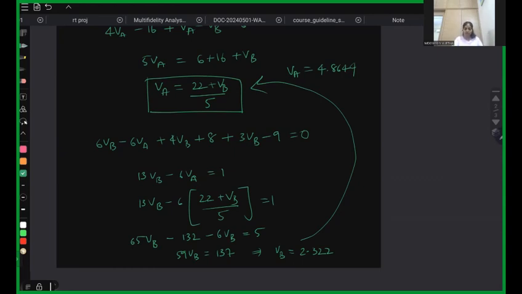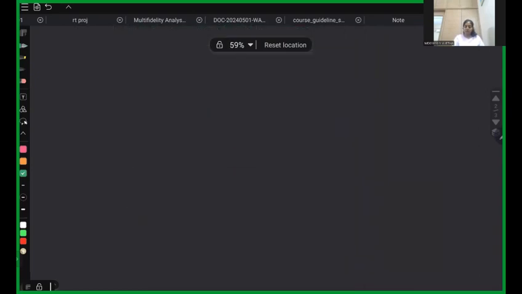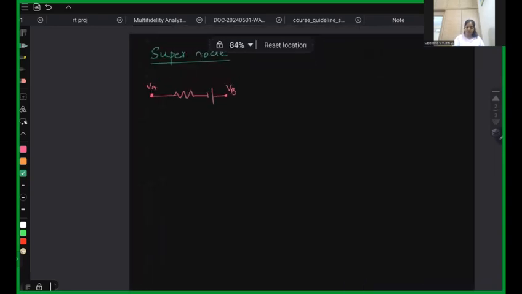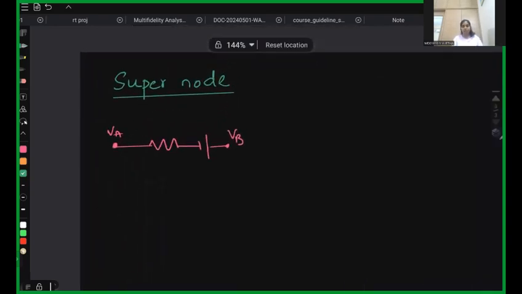There's also one special case which is known as a supernode, where there are two junctions, a VA and VB node, and there is a voltage source in between them. So we can't just directly write VB minus VA by resistance, because there's a voltage source in between them. This is known as a supernode.